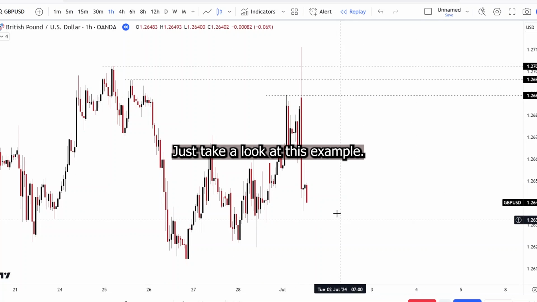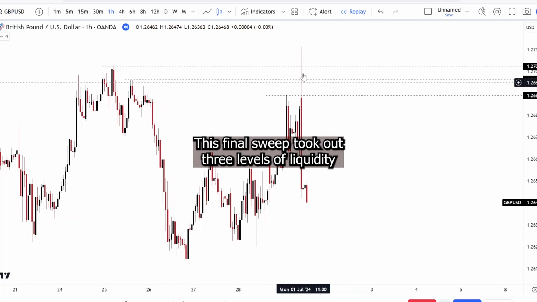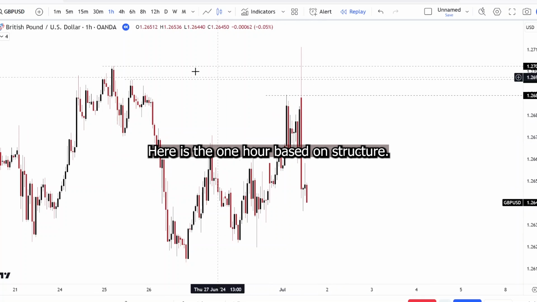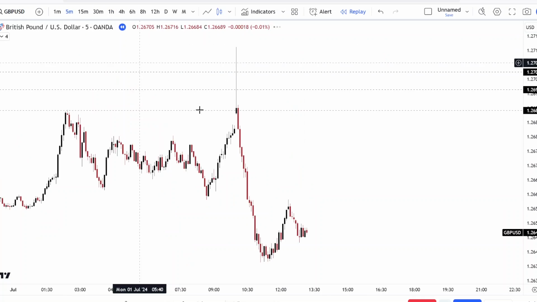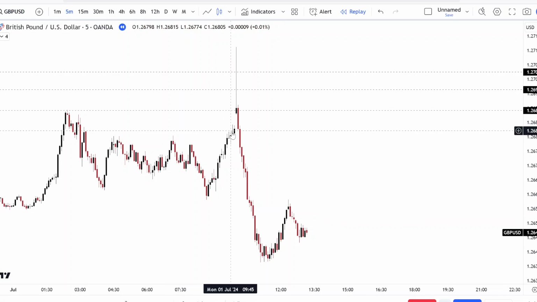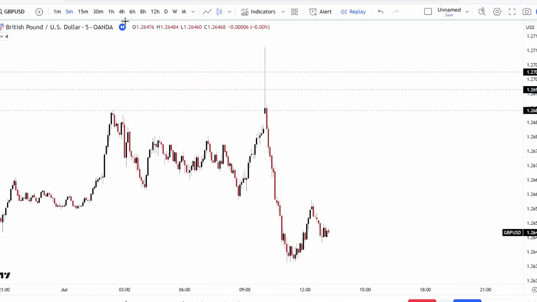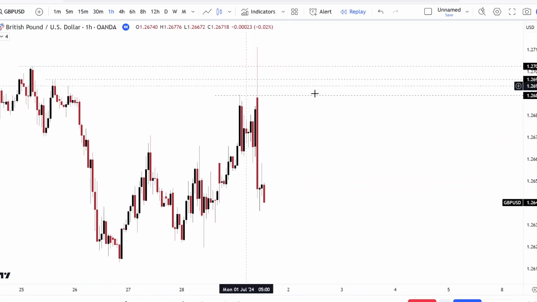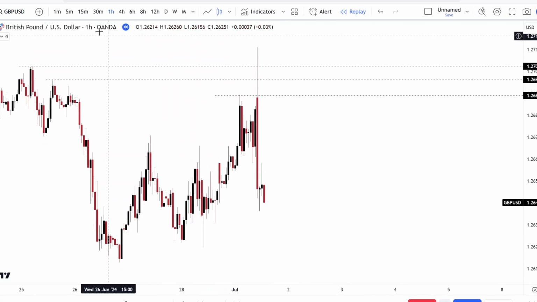So let's take a look at this example. This final sweep took out three levels of liquidity. And our operating time range here is the 1 hour based on structure. So when you go into lower time frames, understand that we are operating in the 1 hour. So we want this entire move to complete within the 1 hour candle. This is the characteristic of a final sweep.